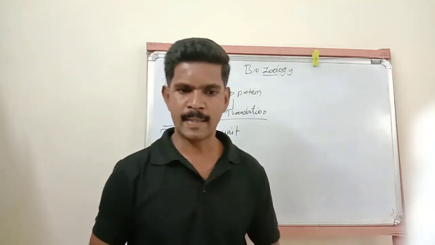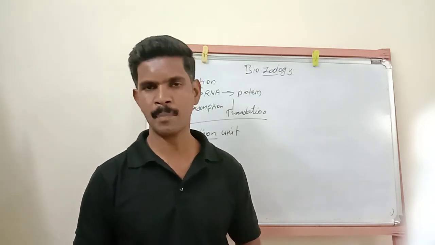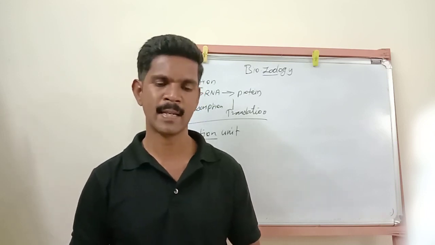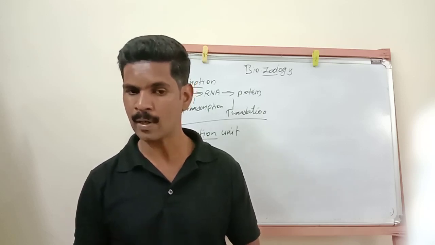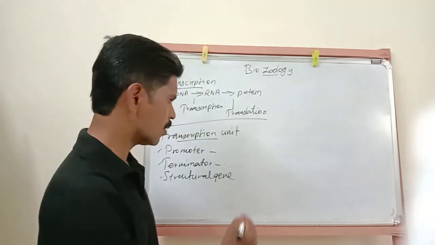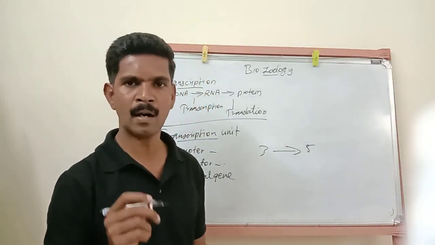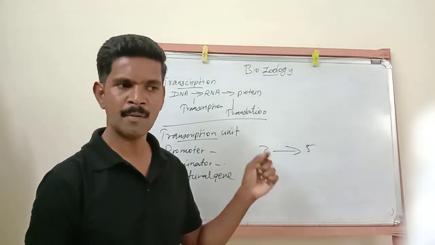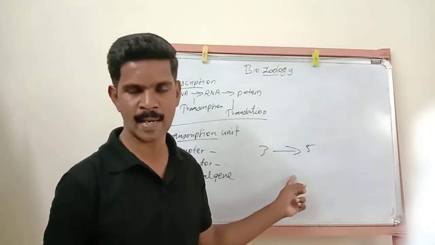Then, listen. The DNA-dependent RNA polymerase enzyme always catalyzes the transcription reaction from 3' to 5'. This strand is called the template strand. So the DNA-dependent RNA polymerase enzyme catalyzes or speeds up this transcription reaction from 3' to 5', and this strand is called the template strand.